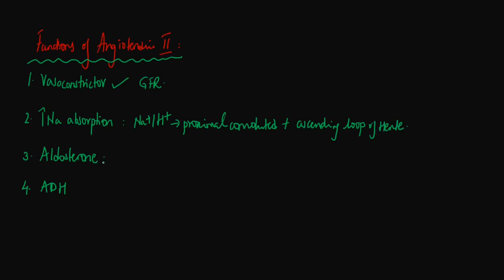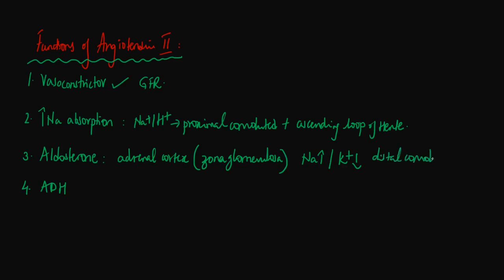Another important function is secretion of aldosterone. This happens from the adrenal cortex, and within the cortex there is a region known as the zona glomerulosa. And what's the important function of aldosterone? Well, it helps to absorb more sodium, and it causes excretion of potassium in the urine. It does this by the sodium-potassium ATPase located in the distal convoluted tubule, which is sensitive to aldosterone.